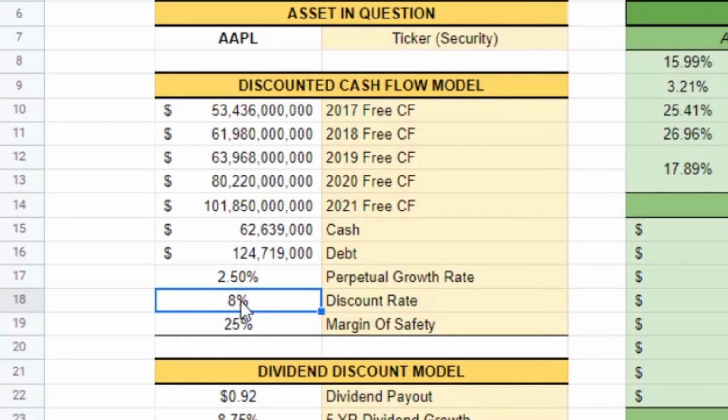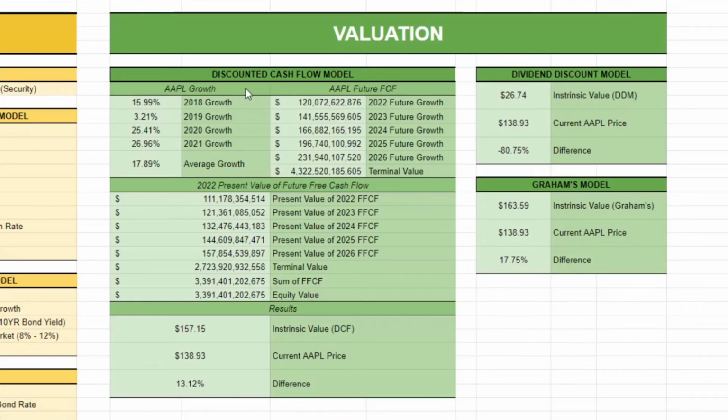With that in the calculator, I chose a 2.5% perpetual growth rate and an 8% discount rate, which is pretty standard, with a 25% margin of safety. So here are the outputs for our discounted cash flow model. Just to sum it all up, the intrinsic value is $157, which is about a 13% difference from its current price.